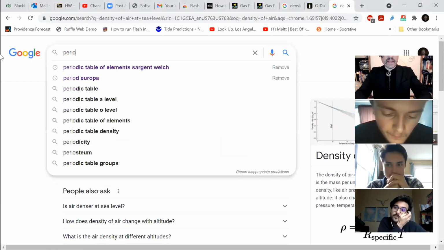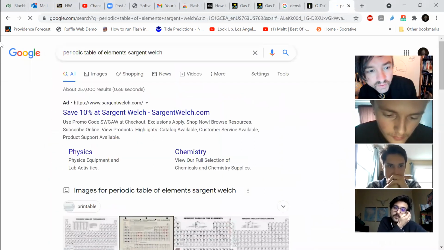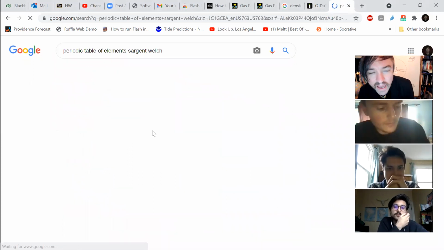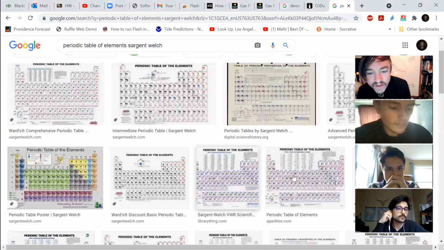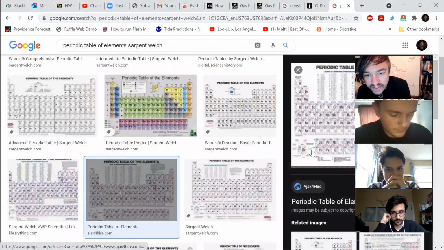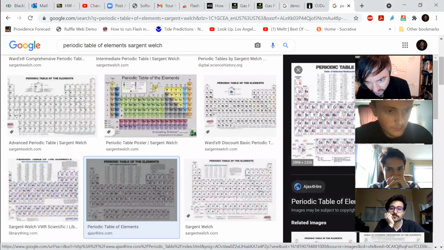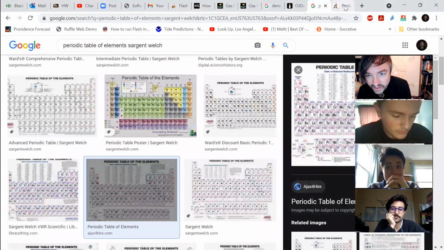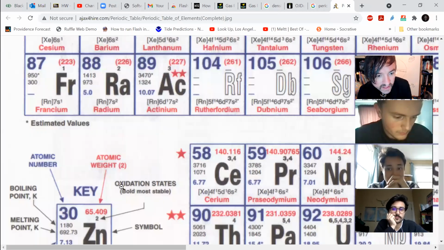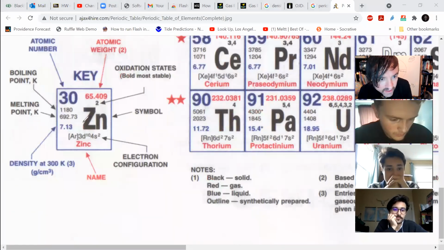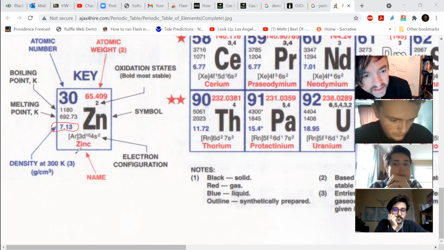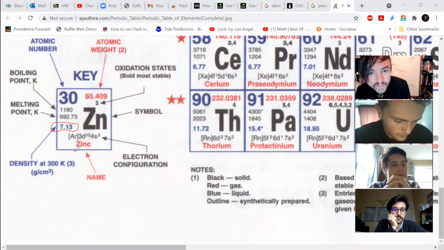Let's look at the periodic table of elements, the Sergeant Welsh one, which is full of information. And let's look at the density of some of our favorite elements from the periodic table. This is a nice 2000 pixel version. I'd like to point out in this legend with zinc here that the densities are in grams per cubic centimeter. Zinc is a pretty dense metal. It's 7 grams per cubic centimeter.